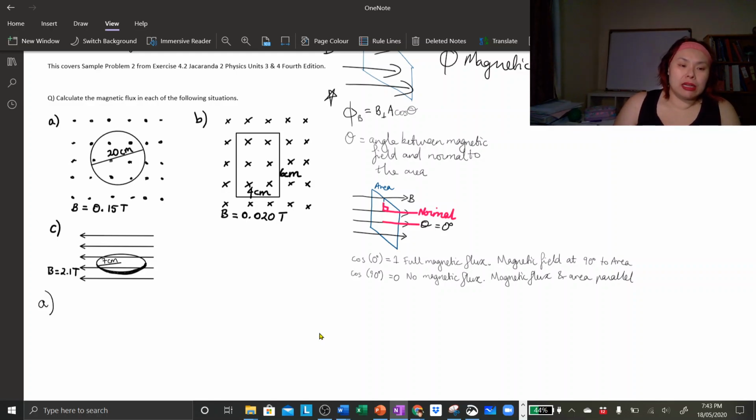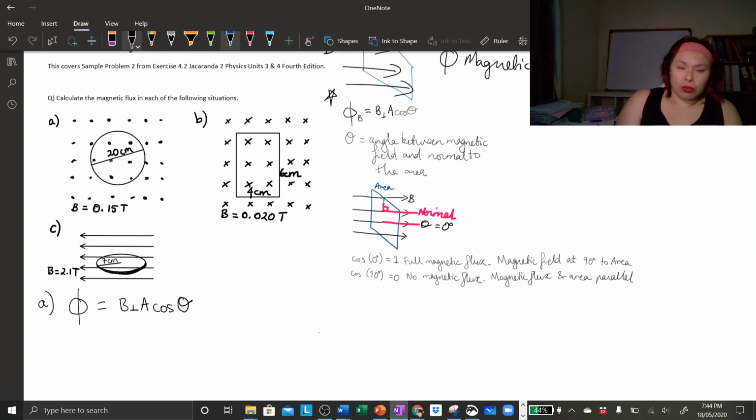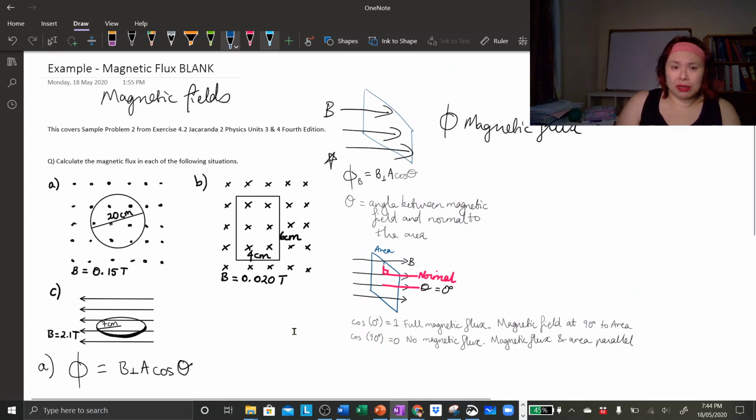So to calculate the magnetic flux in part A, it's given by the magnetic field strength when it is at right angles to the given area, multiplied by the cosine of the angle that is in between the normal to the area and the magnetic field. So if you're wondering, what in the world does that all mean? Well, back to our diagram at the start.